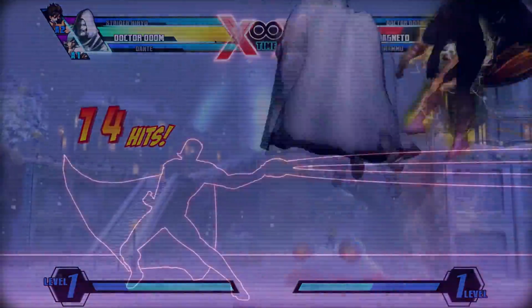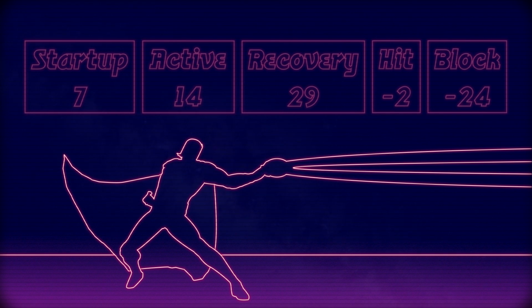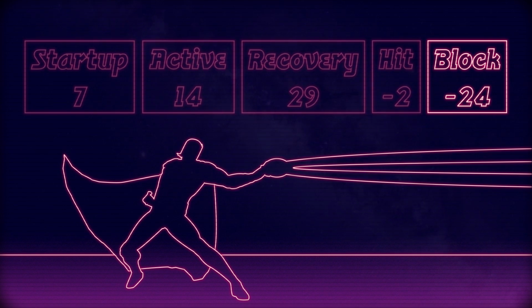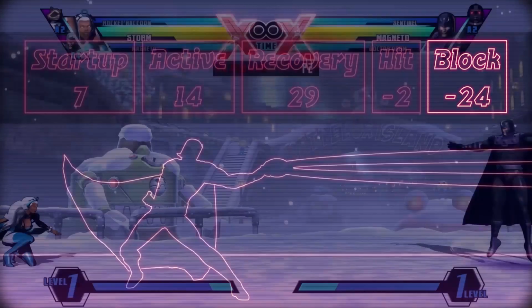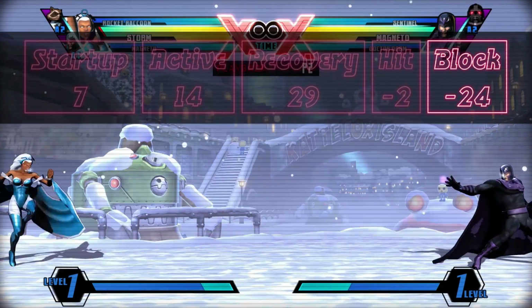When a move makes contact, the frame data tells you who's free to act again first. A positive number is good for the attacker, they recover first. A negative number, like we see here in our Magneto example, is bad for the attacker. The beam is -24, meaning that if you block the beam, you can act 24 frames before Magneto. This is easy to see if both players hold up after the move is blocked. The player that blocked will jump a lot sooner.